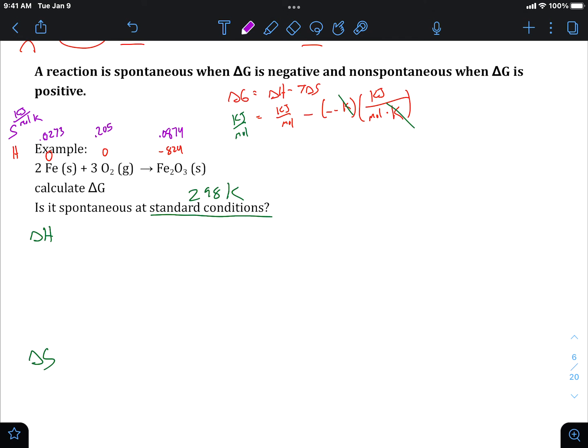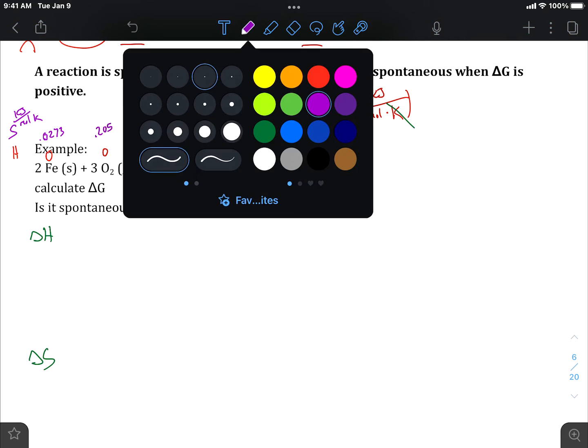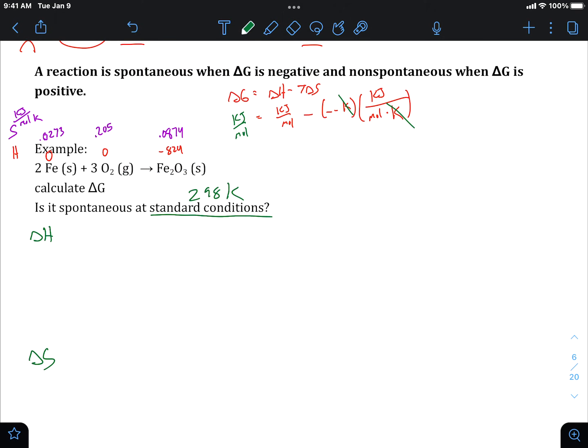Okay, so delta H, products minus reactants. So the product is Fe2O3, so you're going to have negative 824 minus 0 plus 0. Okay, well, delta H for the reaction is negative 824 kilojoules per mole.